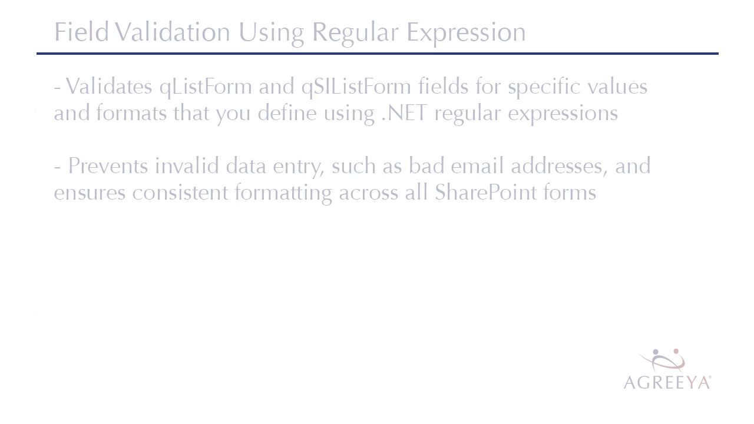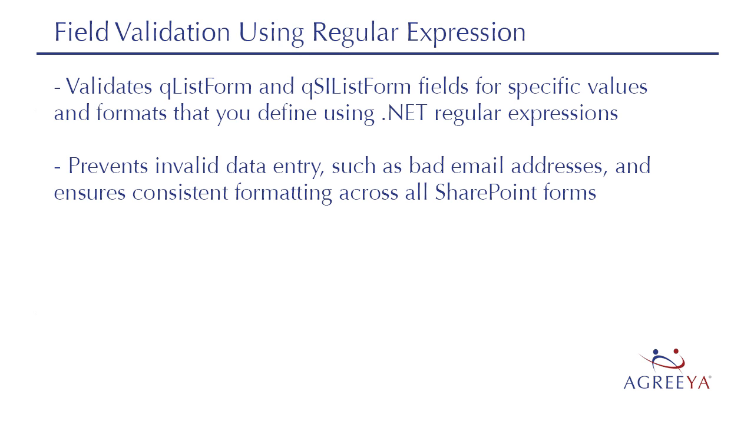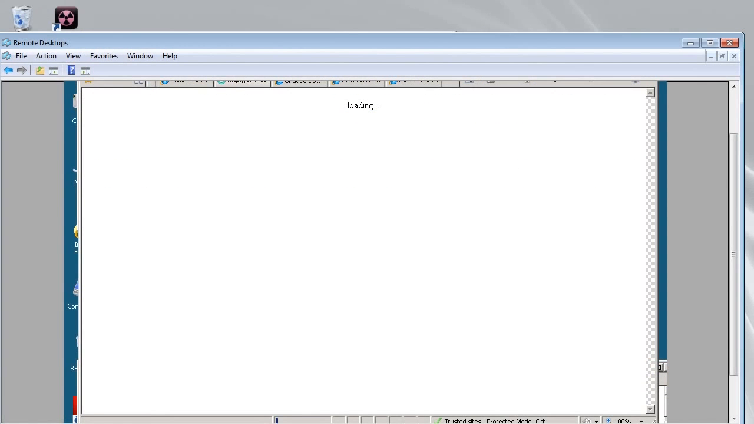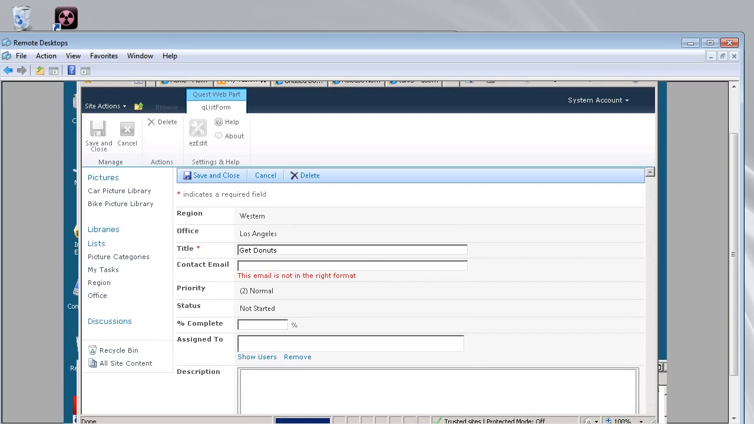The next feature we did was we've added field validation using regular expressions to the Q list form and the Q SI list form for text field types. This allows you to validate fields prior to the data entry. This will make sure that the fields have a certain type of format before the save will take place, otherwise it will show an error message. We're going to look at the regular expression field validation.